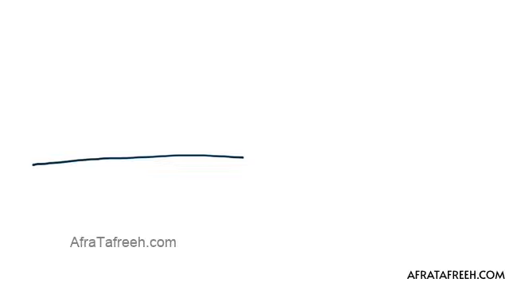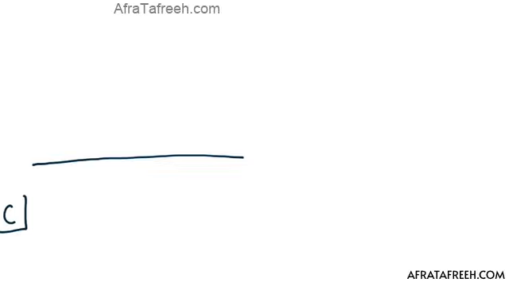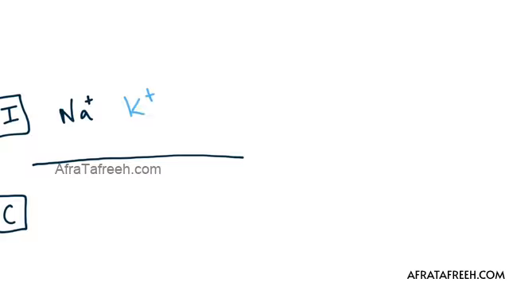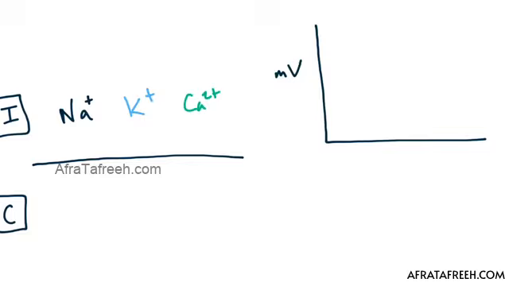So this represents the cell membrane. This is the cytosol, and this is the interstitium. Recall that 3 ions play an important role in cardiac myocyte action potentials: sodium, potassium, and calcium. I'll also draw an action potential on the side as we go through each phase. Again, the y-axis is millivolts, and the x-axis is time.